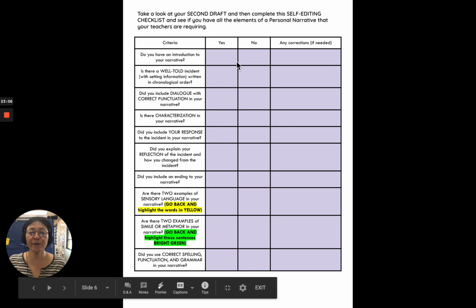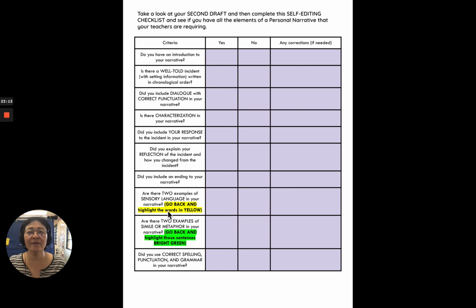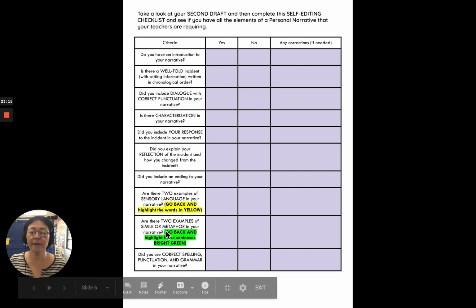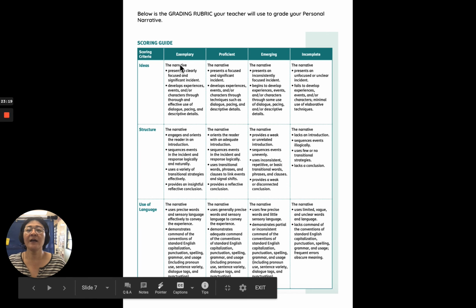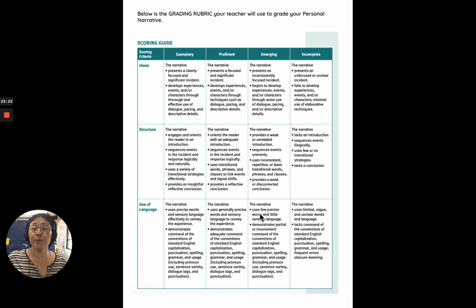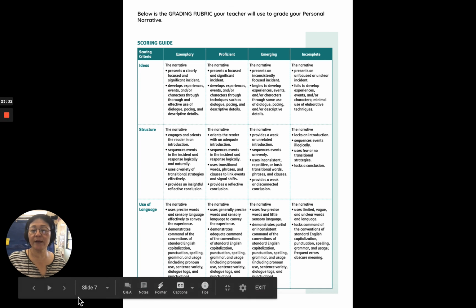So again, you will fill out this checklist about yours. Please pay special attention to these parts that are highlighted. There are some actual directions in there. Okay? Then after that, you have a slide of the grading rubric. Okay, again, we have it broken down into ideas, the structure, and your use of language. Okay, and you have this slide in your slideshow as well, the resource slideshow.